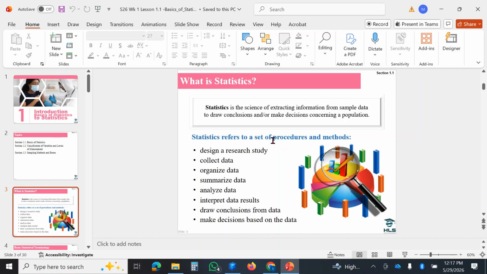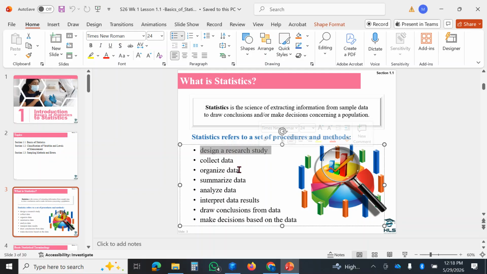But statistics refers to a set of procedures and methods: design a research study, collect data, organize data, summarize data, analyze the data, interpret data results, draw conclusions, and make a decision. Again, you design a research study, right? What is it you're going to study? You collect the data. You organize the data. You make the data sing, right? And what is the data saying to you? Summarize the data. Analyze it. What does it mean? What is it exactly saying to you? Interpret the data results, draw conclusions, and make a decision. So all of these different aspects are part of statistics.